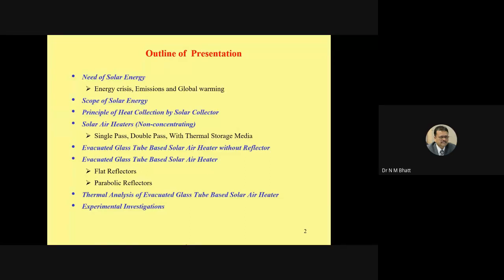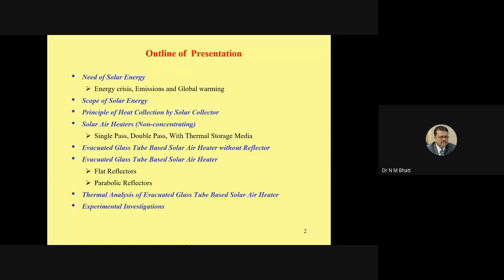Now this particular slide, to my understanding, is very important if you want to improve the performance of any solar collector, or if you want to design any novel solar collector for certain applications. If the principle of heat collection by solar collector is very clear, you would understand that whatever development in the field of solar collector happens is based on one of the principles that I am going to discuss in the principle of heat collection.